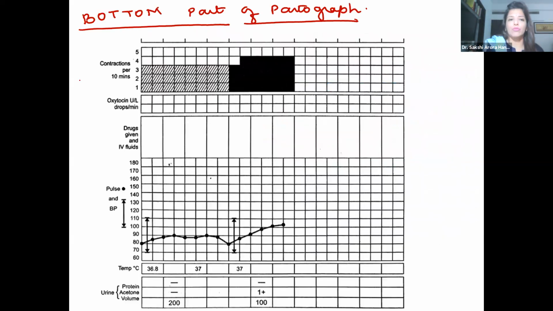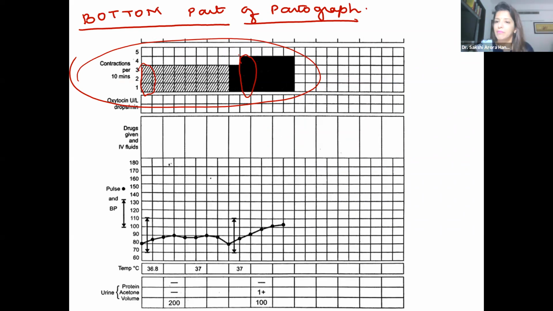In the bottom part of the partogram, we are going to plot the number of uterine contractions which a female is having in every 10 minutes. Each box represents 1 contraction. So over here, you can see this means that there are 3 contractions which are happening in 10 minutes, right? Over here, you can see this means there are 4 contractions which are happening in 10 minutes.